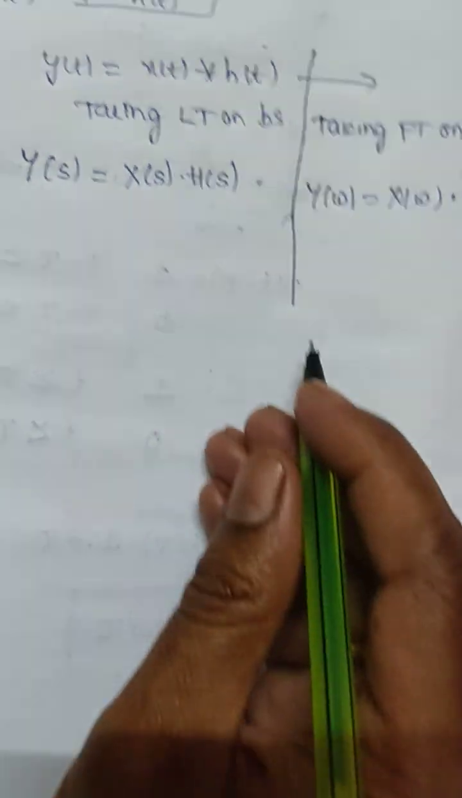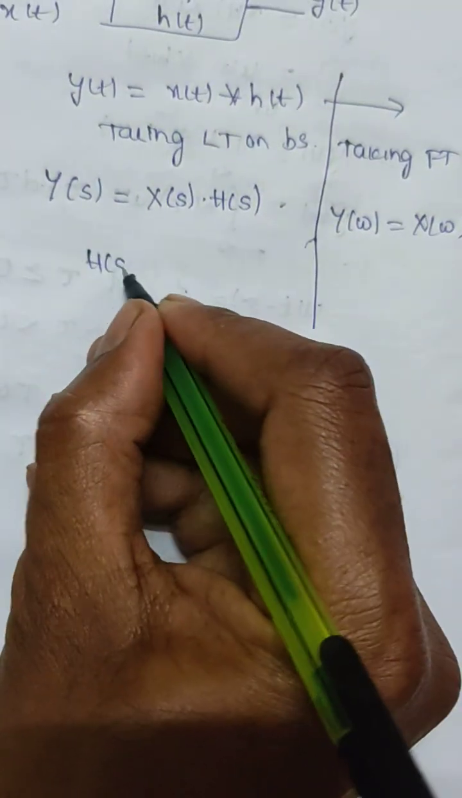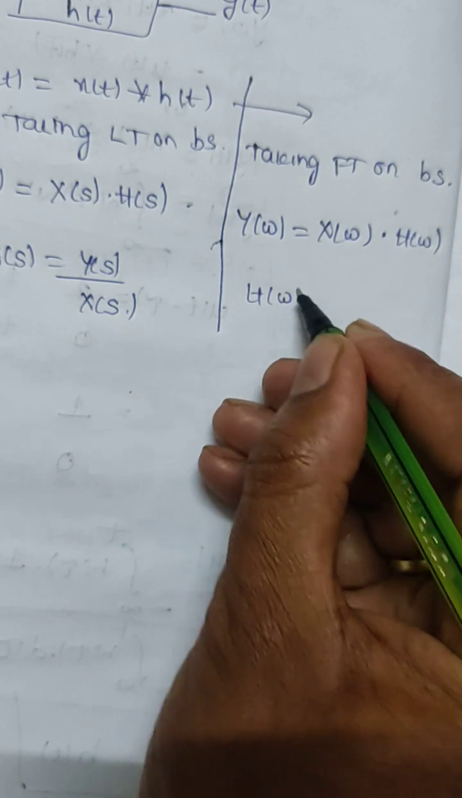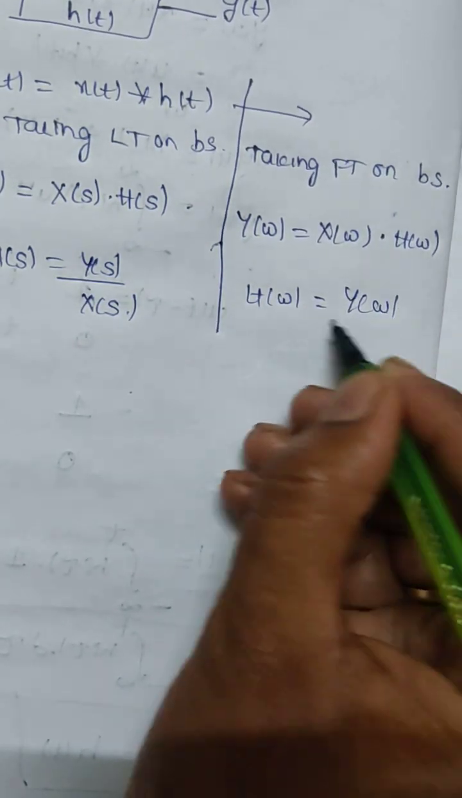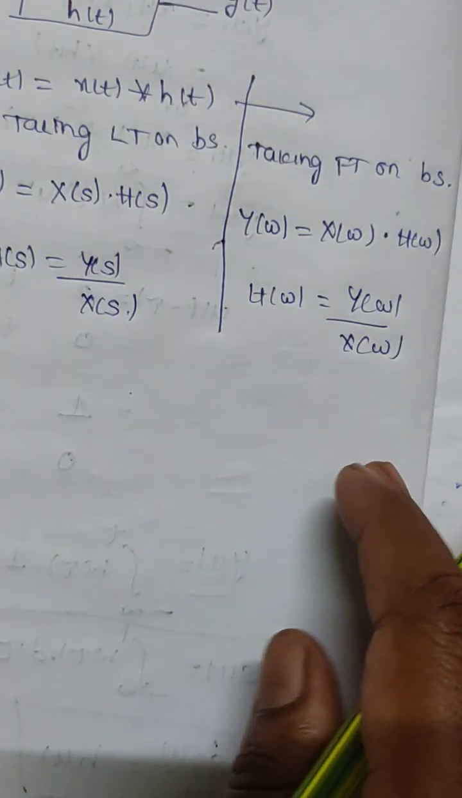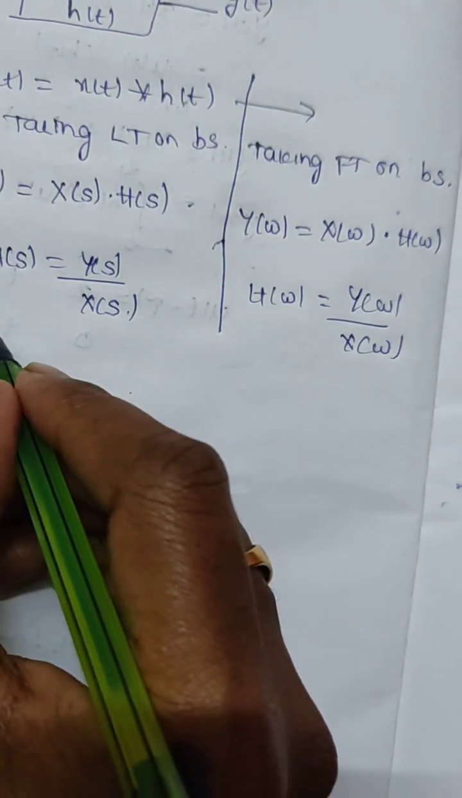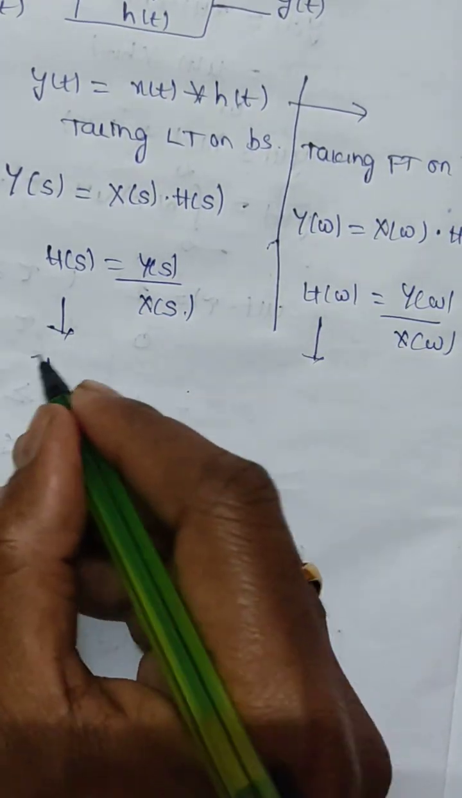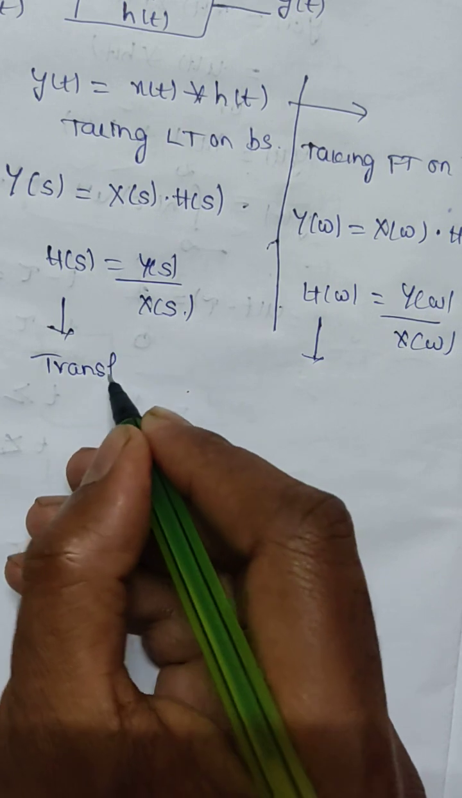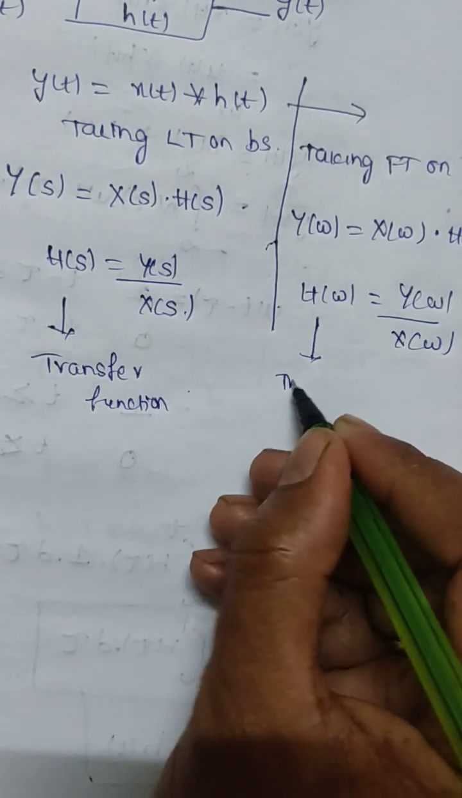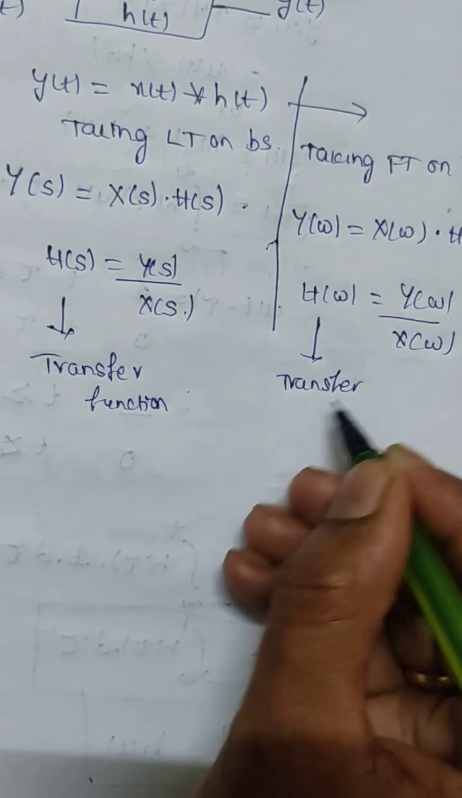So from this we can say that H of s is equal to Y of s by X of s, or H of omega is equal to Y of omega by X of omega. And this H of s and H of omega is called the transfer function.